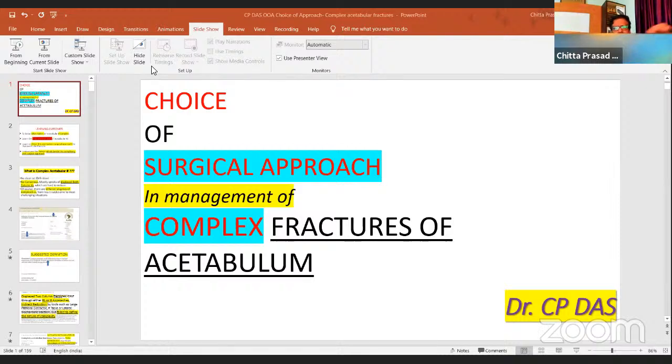There are different degrees of complexity. This is the only paper which says that fracture personality, not the fracture type, is the main determinant of complexity. If you want to know whether it's a complex or non-complex fracture, you cannot simply define it by describing the fracture type.